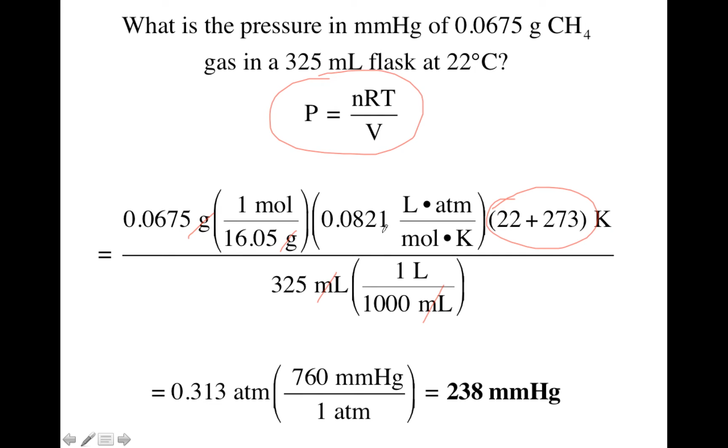So if I go and do the math, you'll see that moles cancel, liters cancel, and the kelvins cancel. And that leaves you your final answer in ATMs. So 0.313 ATMs would be your final answer. But they did ask for it to be changed to millimeters of mercury. So the last thing you're going to do is convert using 760 millimeters of mercury per 1 atmosphere to get your final answer in millimeters of mercury.